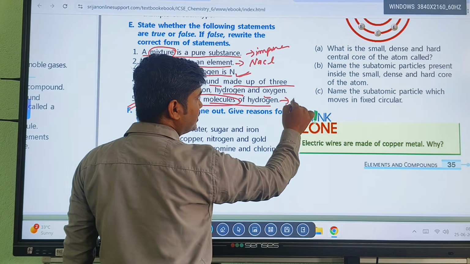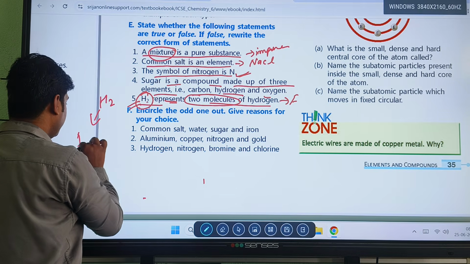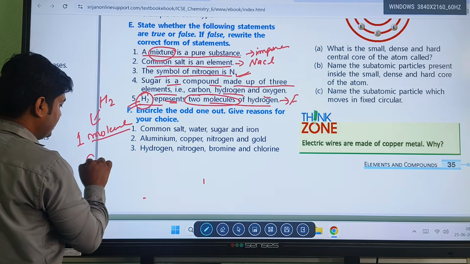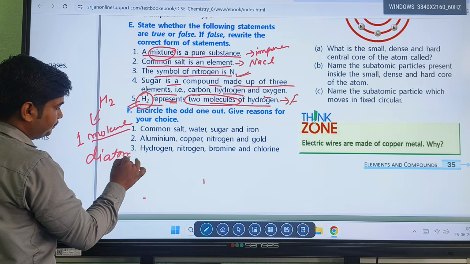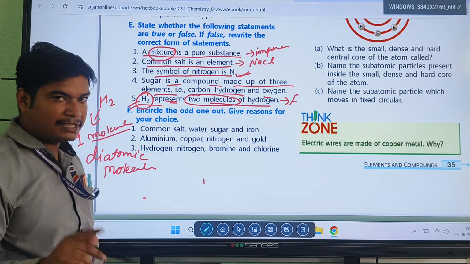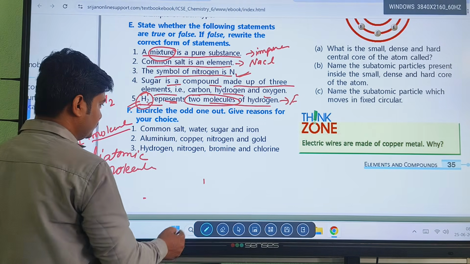So this is false. What is the answer? H2 is only one molecule of which type? Diatomic molecule. Diatomic means how many atoms are there? Two atoms are there. Okay, you can see here.